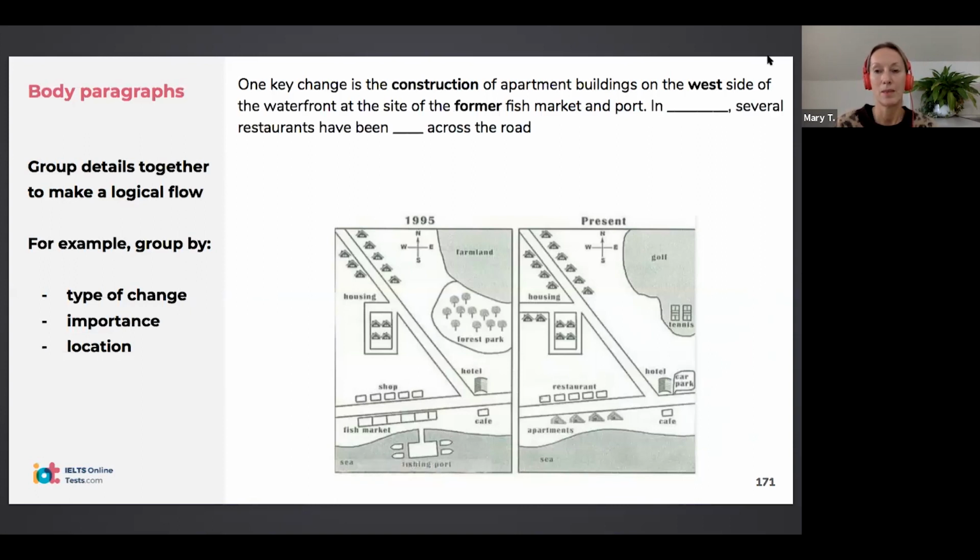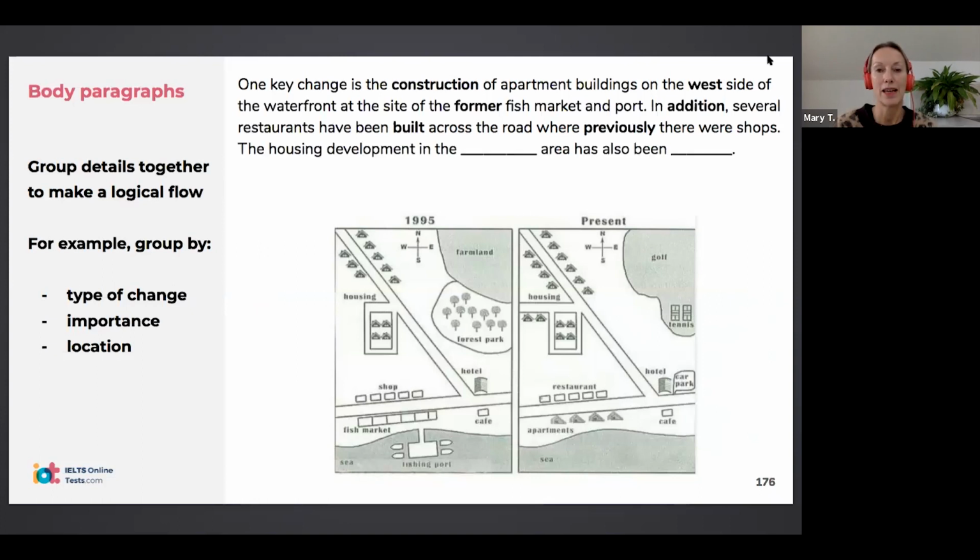In something, several restaurants have been something across the road. Which word makes sense here? So you're adding information. In addition, yes, some of you've got that. Several restaurants have been, so you need another verb in here. Built makes sense. Added makes sense. So something similar to that. Have been built across the road where, in the past, another word for that. In the past, there were shops. Previously, that's right. So previously there were shops, yes.